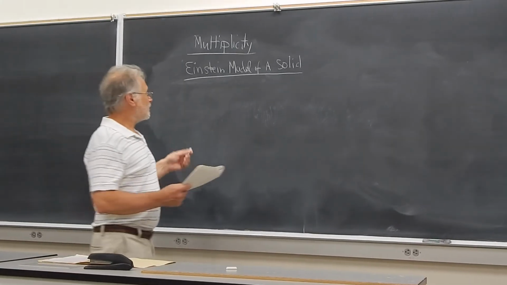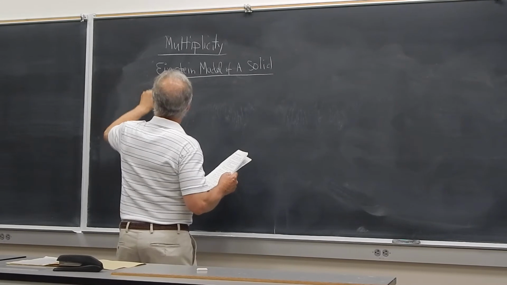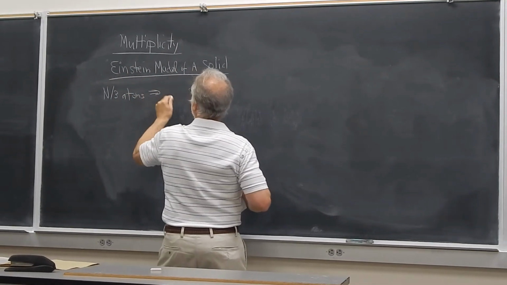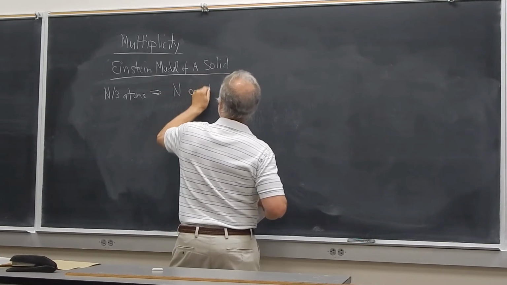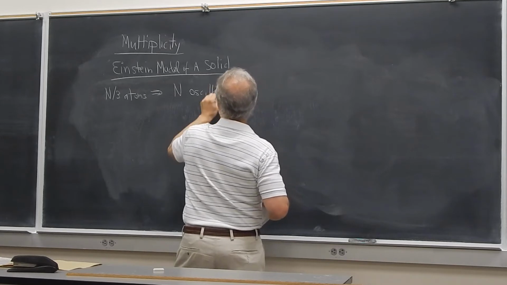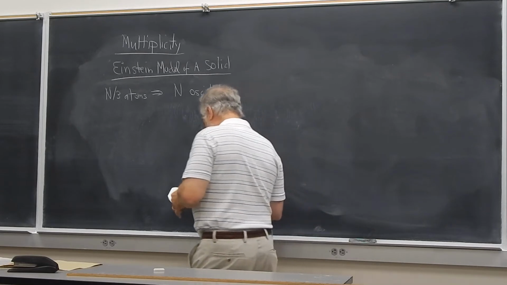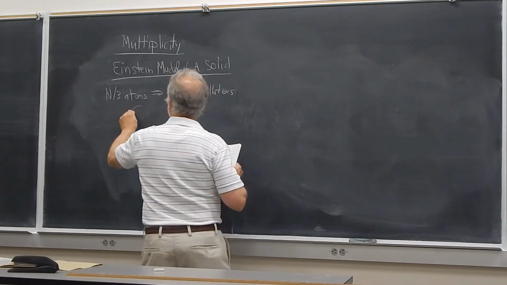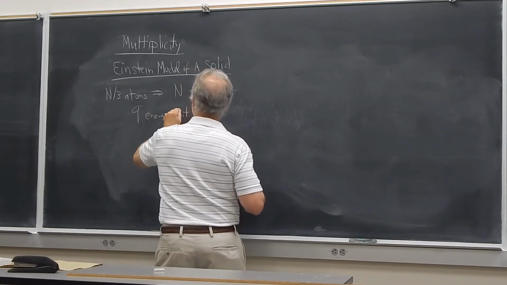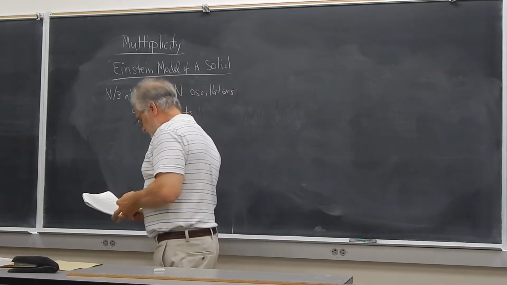Suppose we have an Einstein solid that has n over 3 atoms, which means it has n oscillators, right? Each atom can oscillate in 3 dimensions. So we can say that we have n oscillators. And let's say that we have q energy units to distribute amongst those n oscillators.